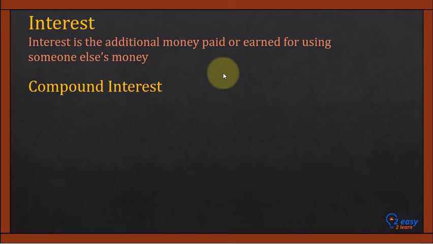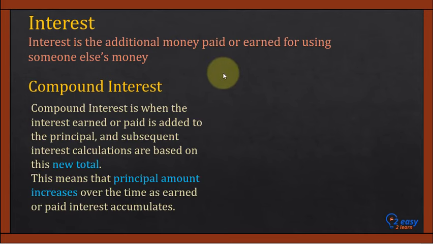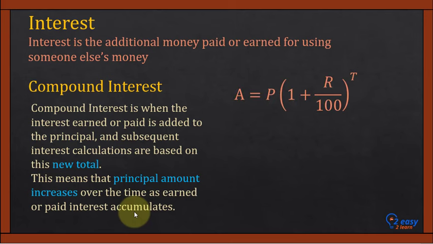Compound interest. Compound interest is when the interest earned or paid is added to the principal, and the subsequent interest calculations are based on this new total. This means that the principal amount increases over time as earned or paid interest accumulates. Let's discuss the compound interest formula.